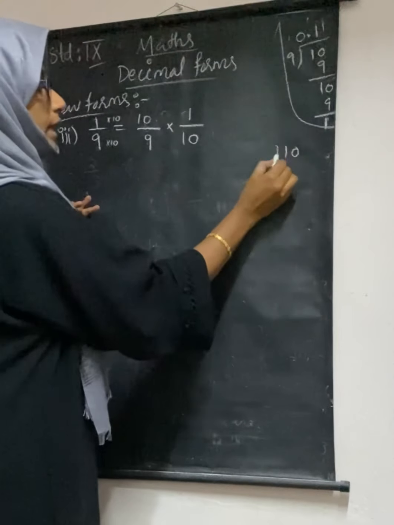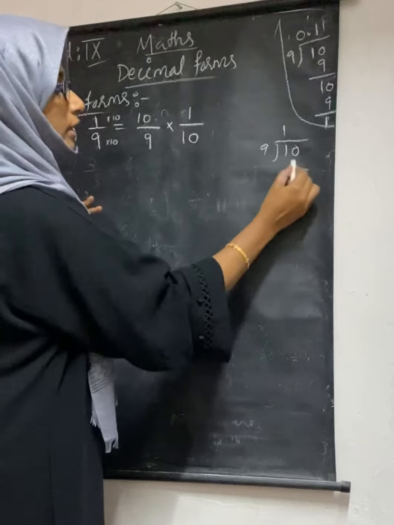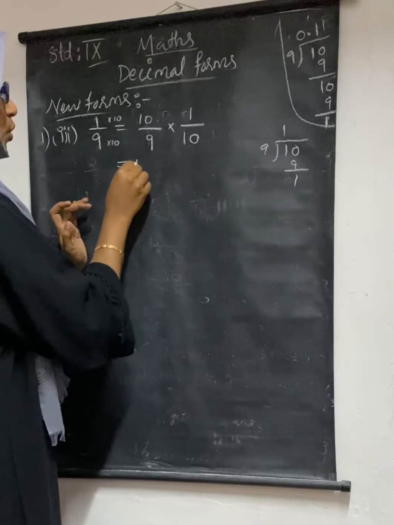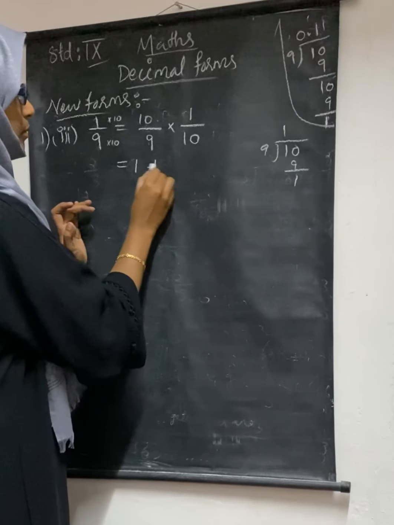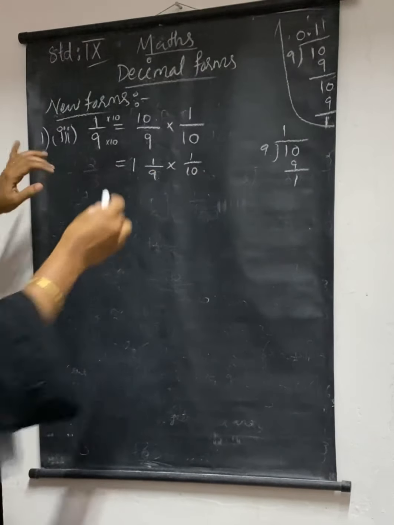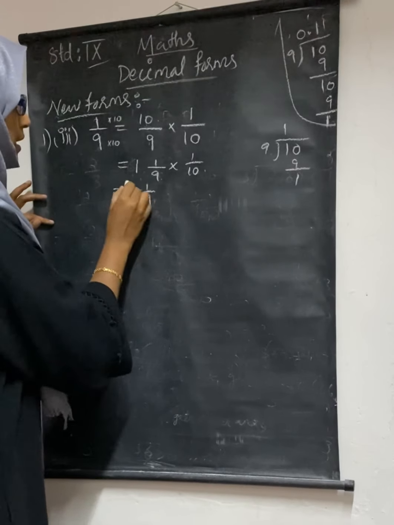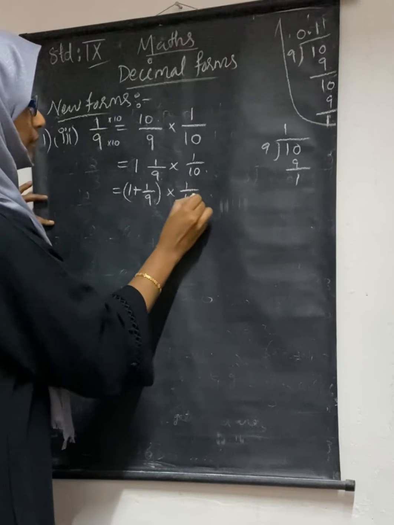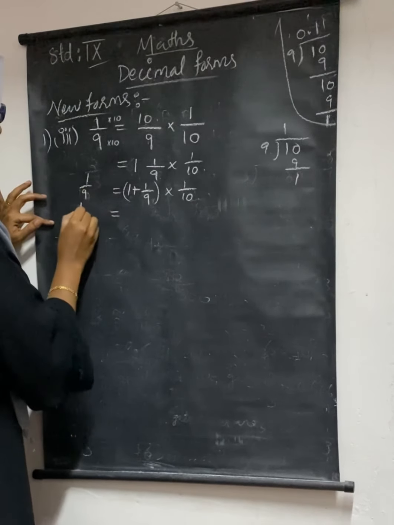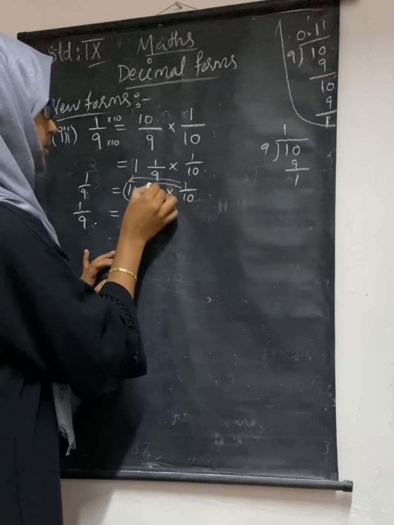So 10 by 9, when you do, 9 ones are 9, 1 is the answer. So how to write as a mixed fraction? Quotient 1, remainder 1 by 9. This is the way, into 1 by 10. Now this has a plus you have to write. Plus 1 by 9 into 1 by 10. So this you have to multiply inside.